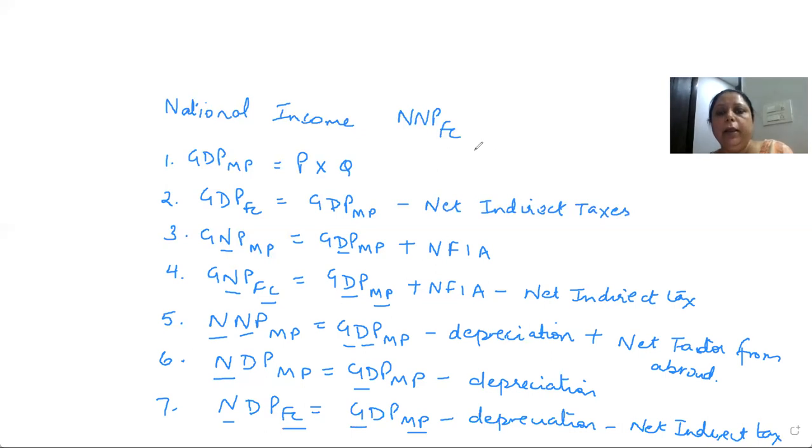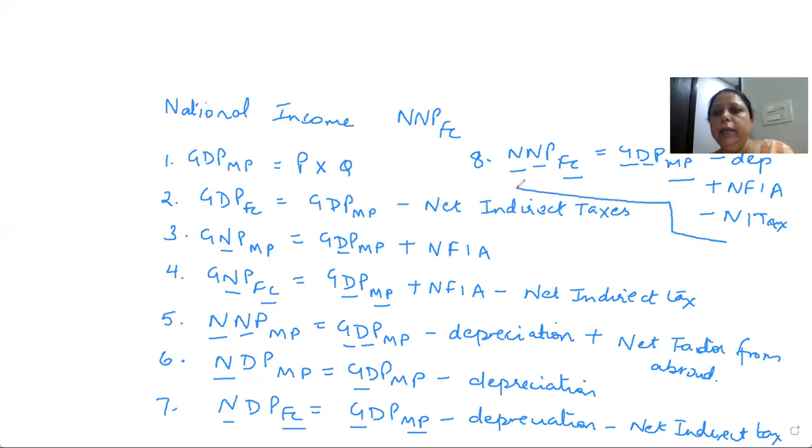And now the final one, that is the national income, that is NNP at FC. Now, this is from GDP at MP. If we have to calculate NNP at FC, how are we going to do it? See, from gross to net, simple thing, minus depreciation. And then from domestic to national, simply plus net factor income from abroad. And then from MP to FC, that means minus net indirect taxes. So NNP at factor cost is nothing but national income.